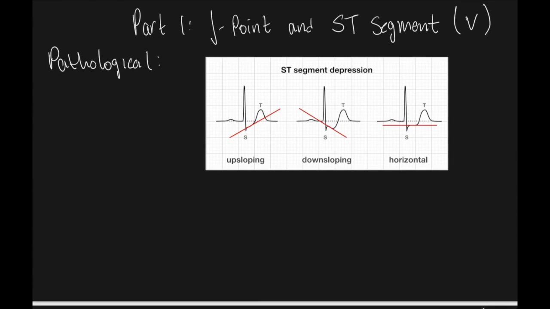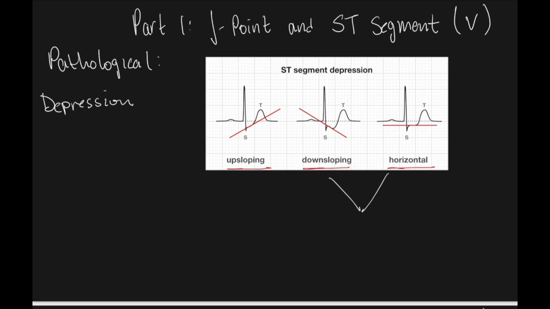Another J point and ST segment finding that is pathological is ST depression. And we'll see that there's 3 different types. So we have upsloping, downsloping, and horizontal. We should keep in mind that horizontal and downsloping are the more concerning of the three.